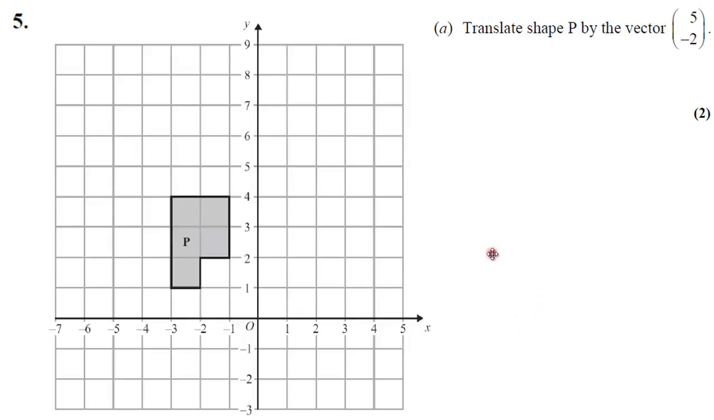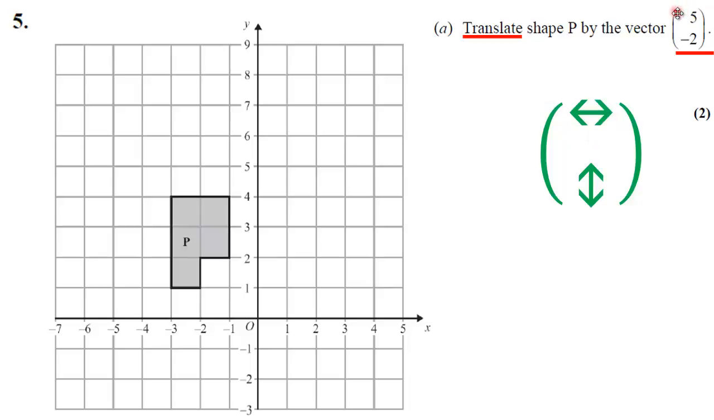Okay, this question says translate the shape. There's a lot of information just there, and they've given us a translation vector. Once you see that it tells you to translate, you know what you need to do. In a translation vector, the top number means how much you move left or right. The bottom number tells you how much you move up or down. You need to know that fact. So the top number, left, right; the bottom number, up, down.